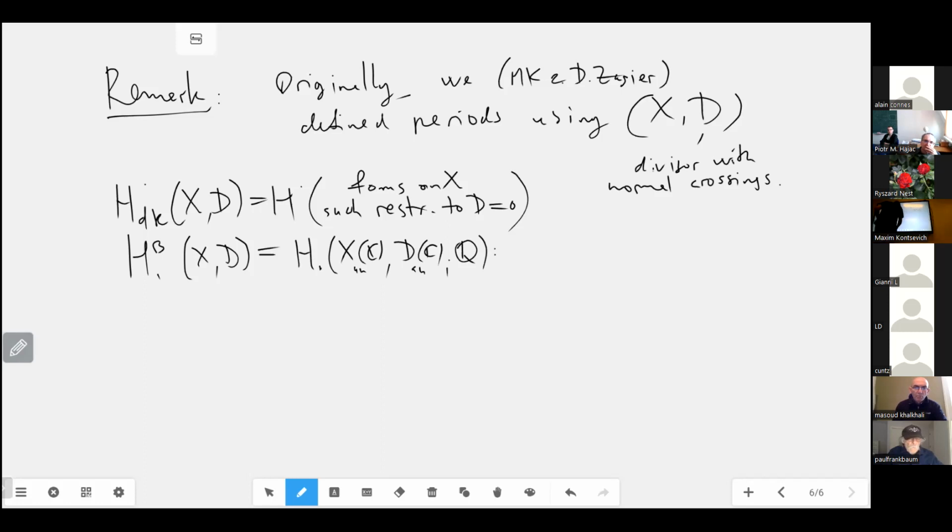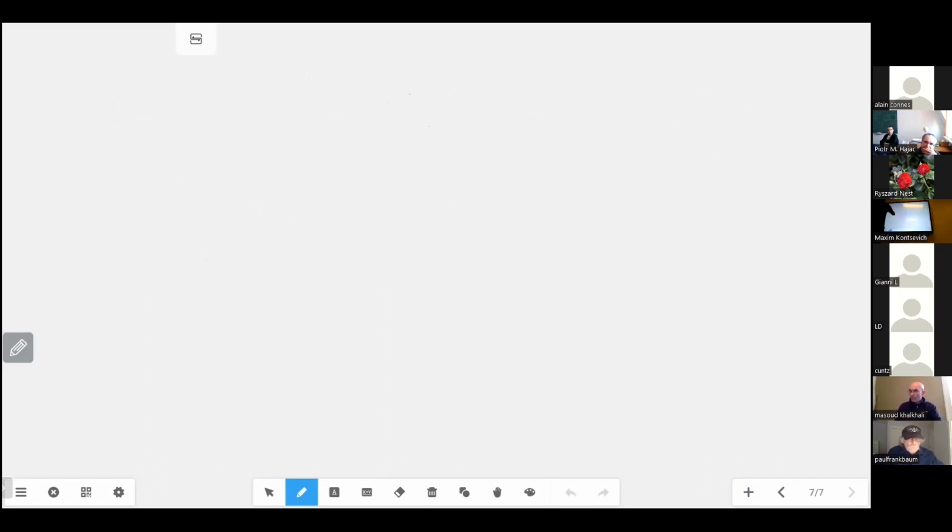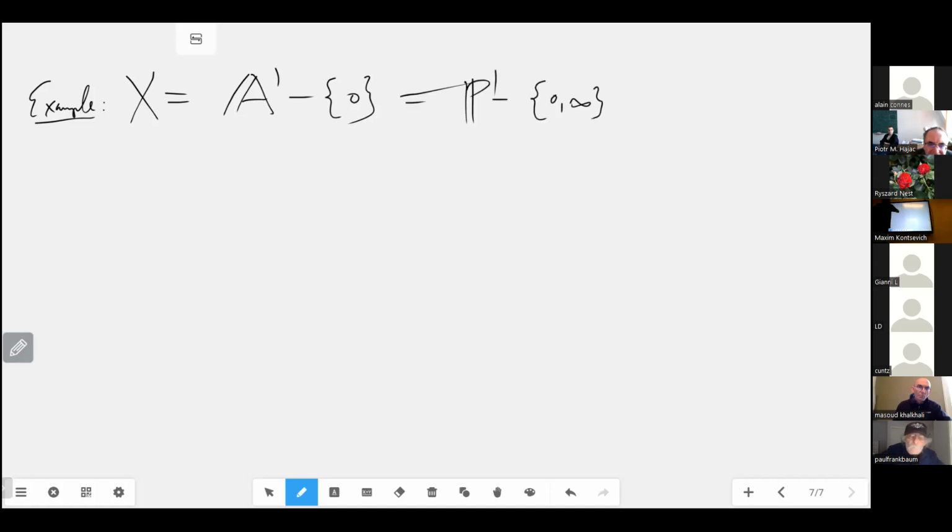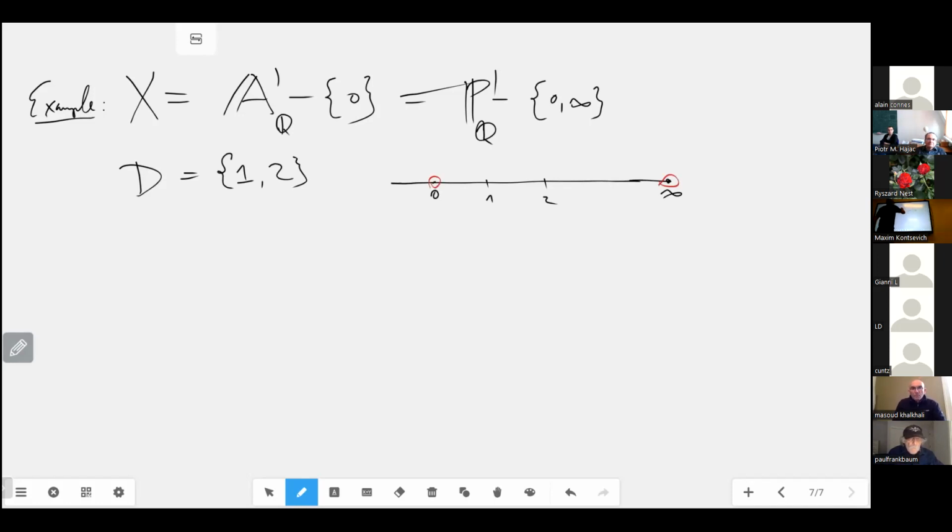So what is the basic example of a period coming from pairs? The basic example is the logarithm of some number, let's say two. Suppose X is the affine line minus zero, or P1 minus zero and infinity, over the rational numbers, and the divisor is two points, like one and two. So how should we draw it? We have our variety X. We have zero, one, two, and infinity. We remove points.